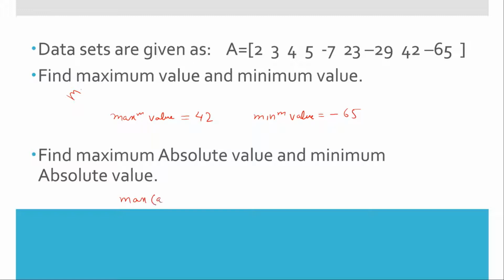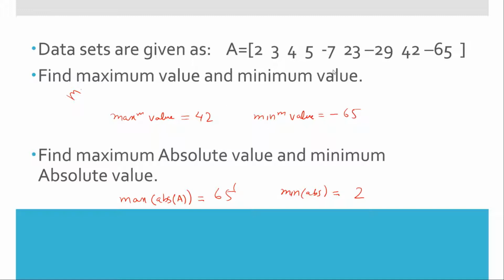Maximum absolute value: absolute value means irrespective of the sign, the maximum magnitude. It sees only the magnitude, not the negative or positive sign. So what would that be? We can see here 65. And the minimum absolute value, what would that be? Here I think 2. So 2 is the minimum absolute value.